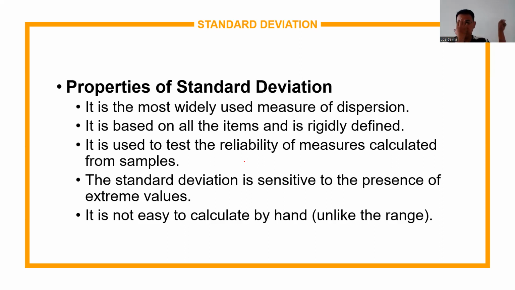Pero what if meron ditong data? Di ba? Ibig sabihin, merong outlier. So, ibig sabihin, hihilahin niya pataas yung value ni standard deviation. Okay? Gets ba, guys?